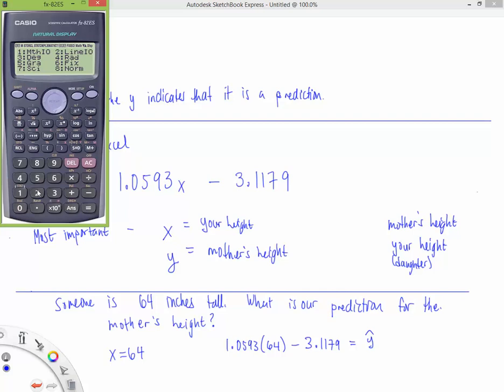Okay, so I'm going to type in 1.0593 times 64 minus 3.1179. I hit enter and it spits out 64.6773.